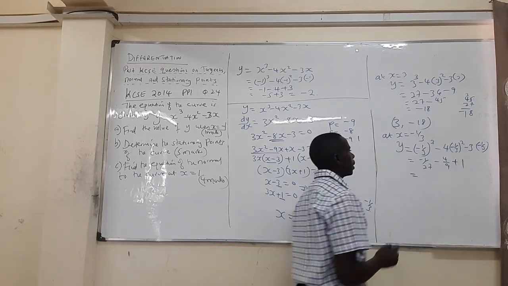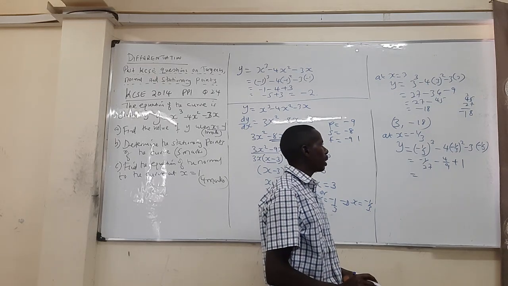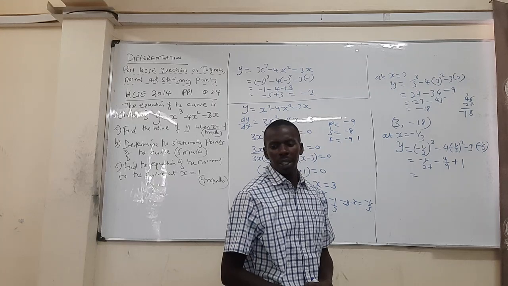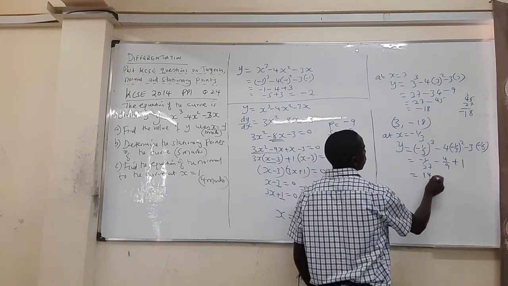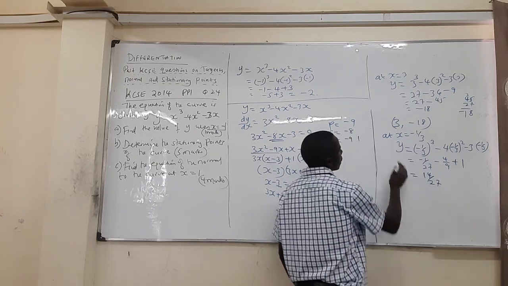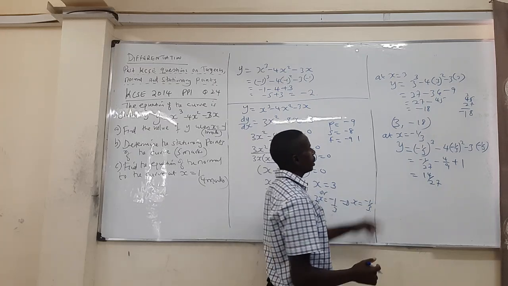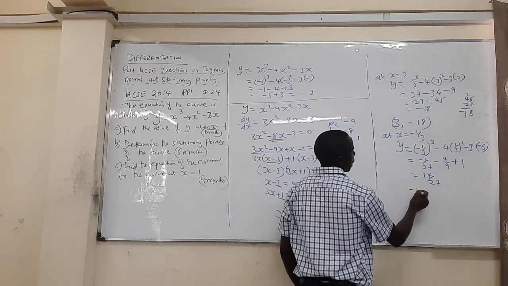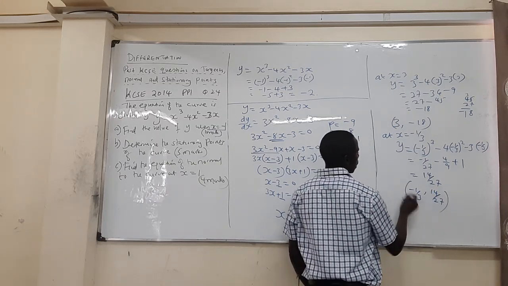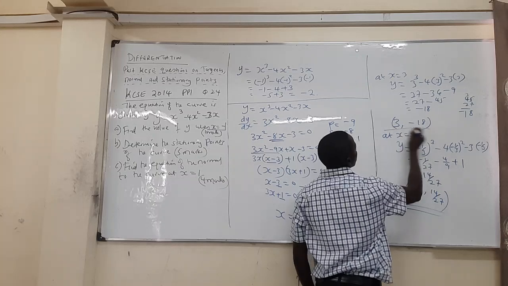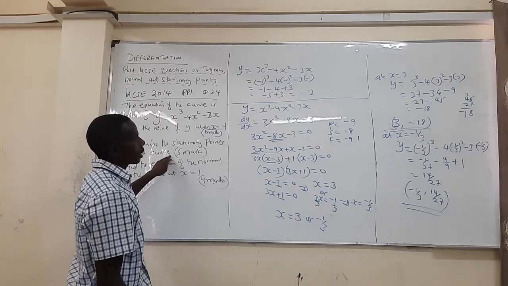So you get minus 1 over 27, minus 4 over 9, then plus 1, and that is going to give you 14 over 27. So the second coordinate at the turning point, or at the stationary point, is going to be minus that at 14/27. So those are our stationary points of that given curve.